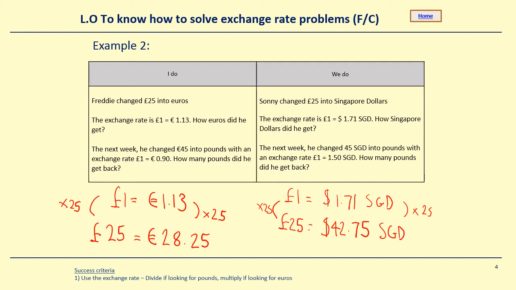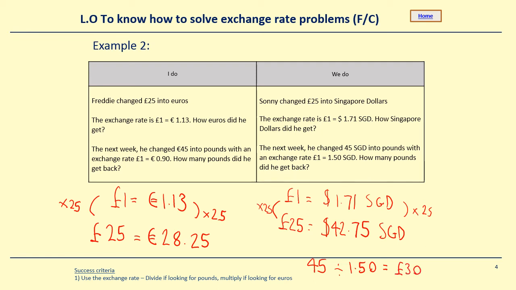It says the next week changed 45 Singapore dollars into pounds with an exchange rate of £1 to 1.50 Singapore dollars. How many pounds did we get back? So this time we're looking for pounds, so we're going to be dividing. So do 45 divided by 1.50, and 45 divided by 1.50 gives me £30.